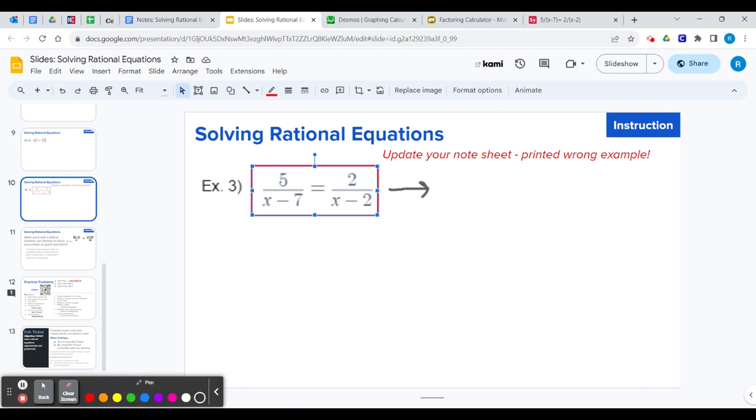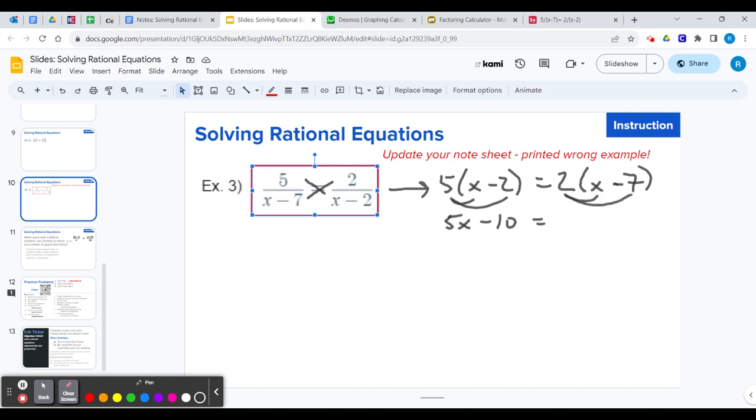So we cross multiply, we're going to have that 5 times x minus 2. Second cross multiply setup, we have our 2 times x minus 7. Okay, we distribute in the 5, we get 5x minus 10. Distribute in that 2, we get 2x minus 14. Then we're going to start trying to get our variables all by themselves. So I'm going to subtract 2x from both sides. We get 3x minus 10 equals, that 2x cancels out, so we're left with negative 14.